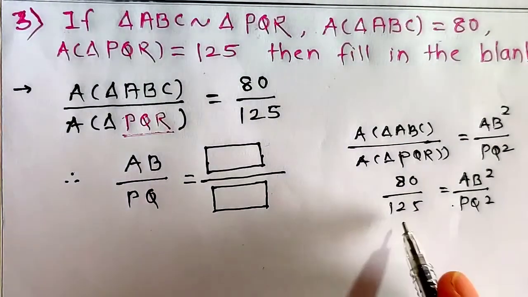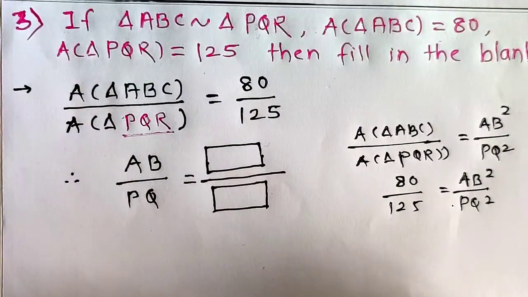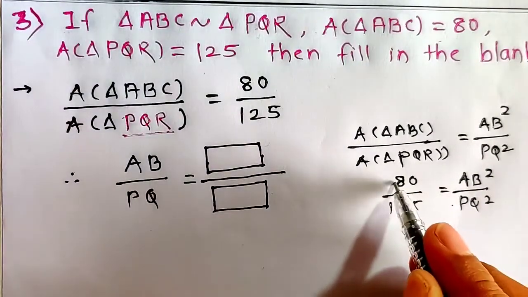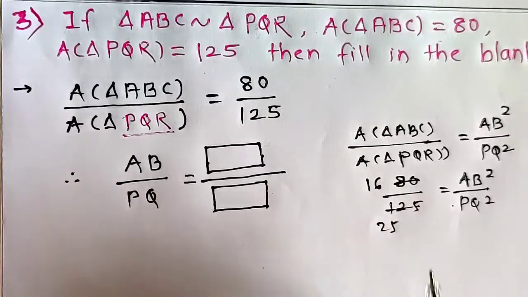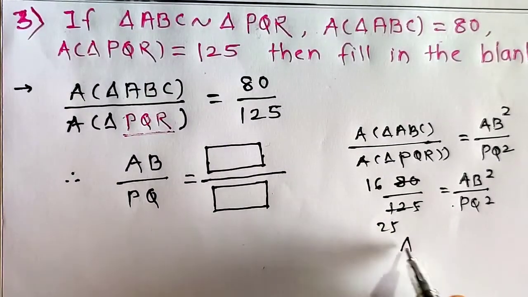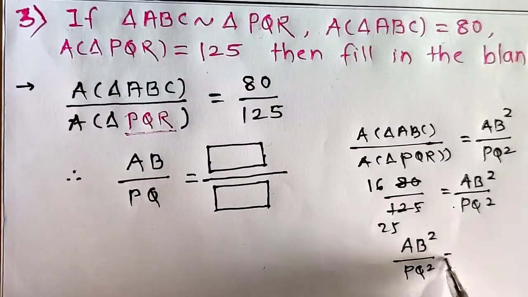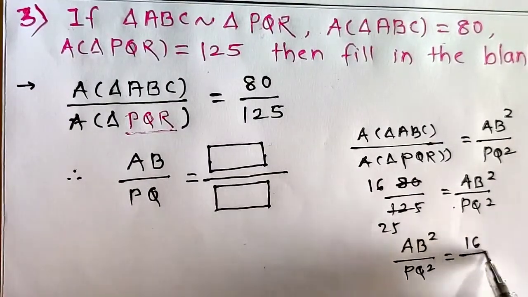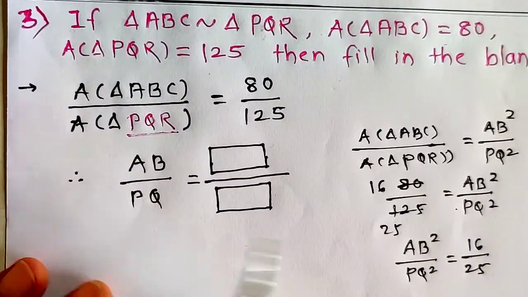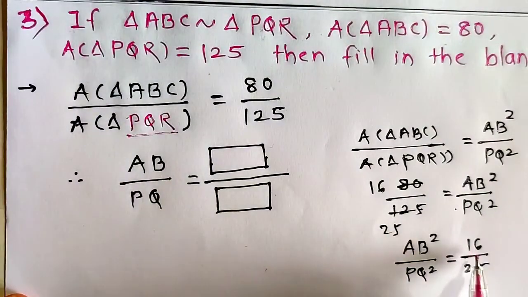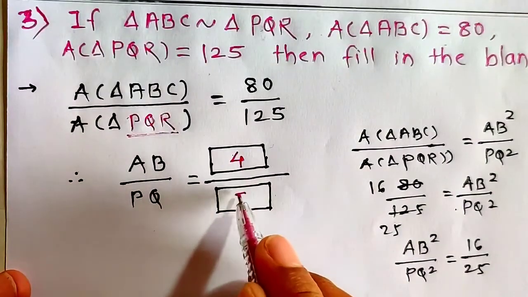Taking roots of both sides. So here, first simplify. 5 16s are 80 and 5 25s are 125. So we get AB square upon PQ square is equal to 16 upon 25. Now taking the roots of that, we get AB upon PQ is equal to square root of 16, which is 4, and square root of 25 is 5.